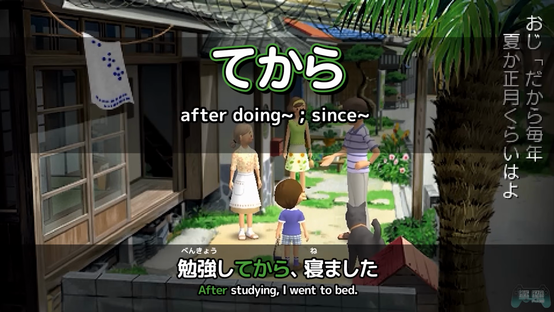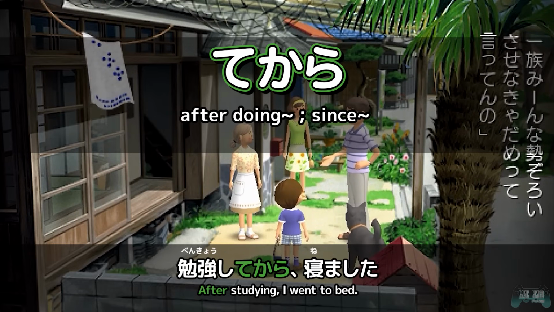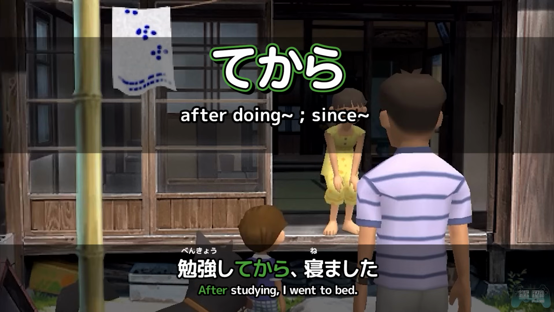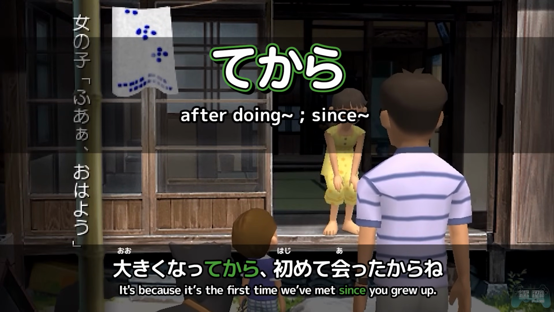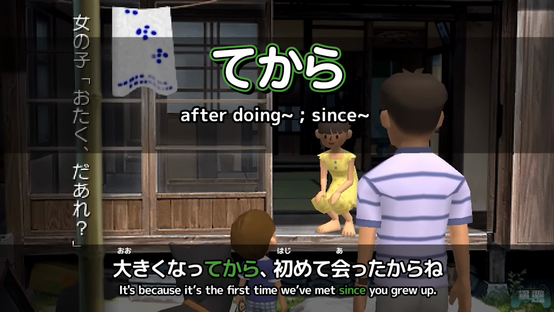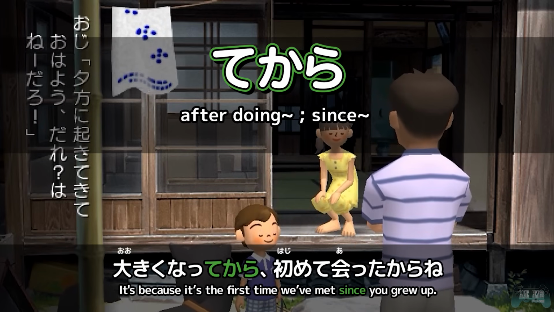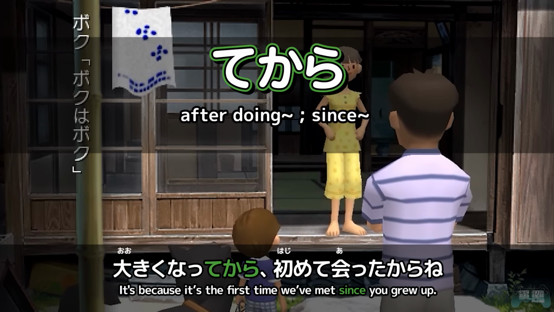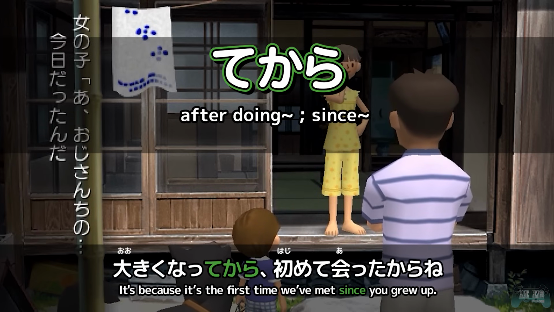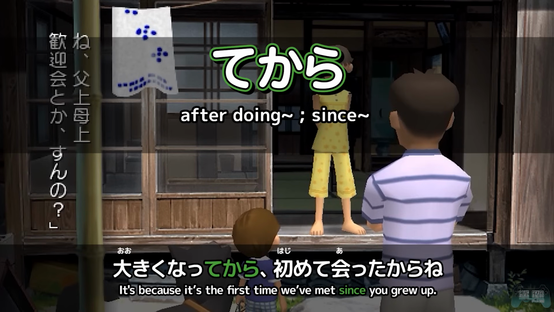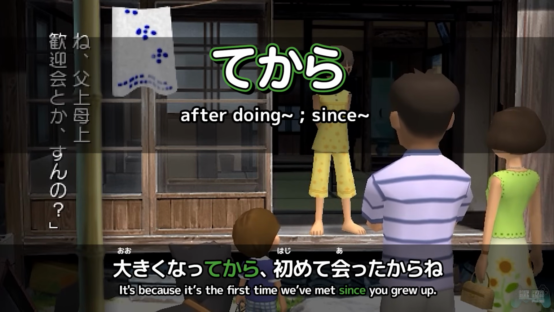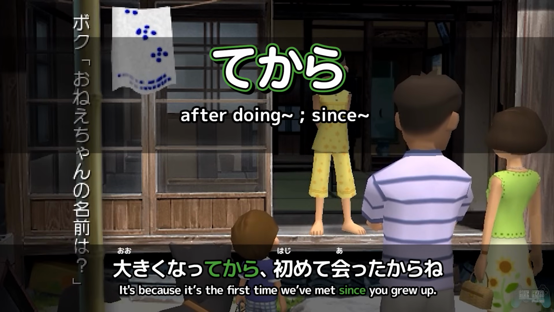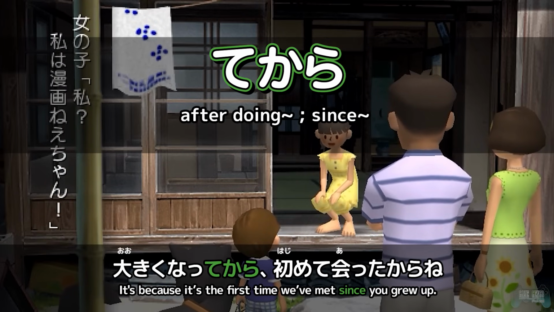For example, after I studied, 勉強してから I slept, 寝ました. So it shows that after I did the first verb, I did the next verb. Or like in this example from Boku no Natsuyasumi, we have 大きくなってから since you grew up, this is the first time we have met, 初めて会った. So you can see that te kara can be used for expressing after doing one verb, you do another one, or since doing a certain verb. Just make sure to put that verb in the te form when you're doing this, because if you put it in any other form, it changes the meaning greatly.